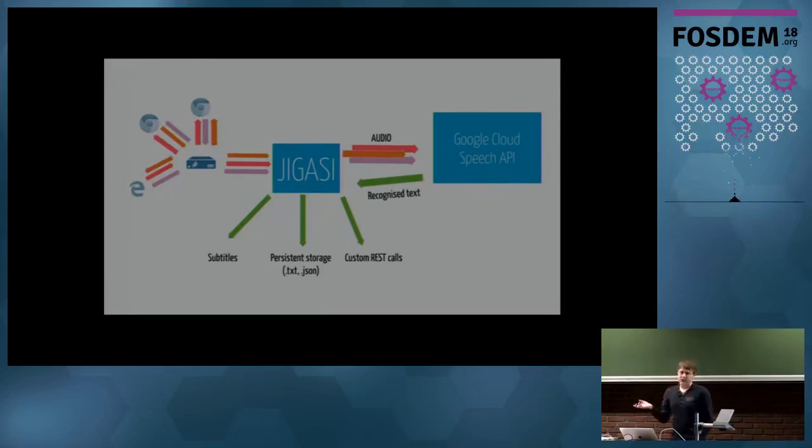When the Google Cloud API returns the text of the audio, Jitsi can do a few things. So one thing we do is we send it back to the conference, and we can display subtitles or put it in the chat. We can also store all the results, and then at the end of the meeting, we can give a transcript of everything which was said.